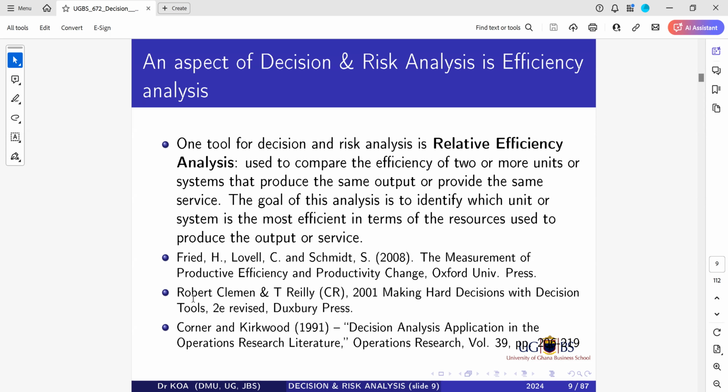I'm sure you were given this particular book. Do you remember Making Hard Decisions? Yes, Doc. Now, there is this red book as well that I'm giving you that you need to use for this purpose. It's a very, very important book.